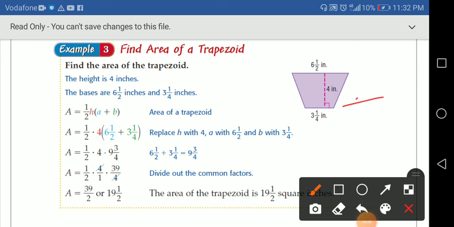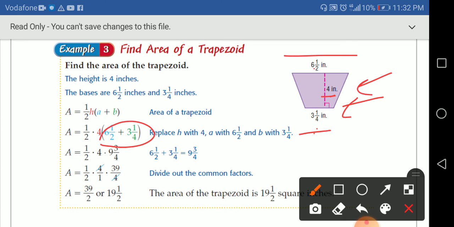So find the area of this trapezoid. In the trapezoid, of course, we got 2 different bases, right? And they are parallel to each other. So the height here is fixed, 4.